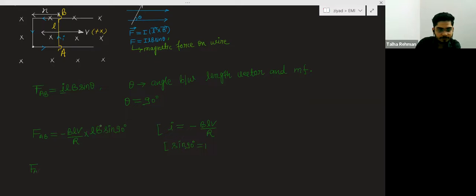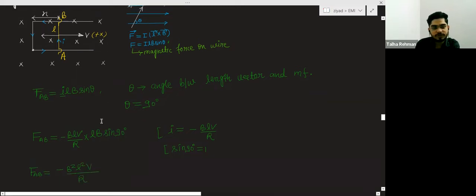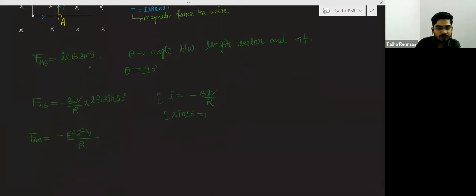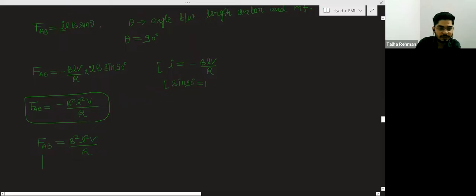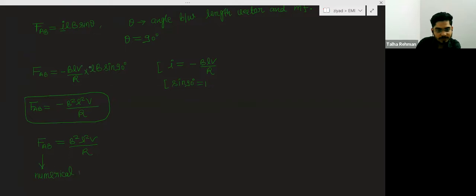Force on wire AB is given by minus B square L square V divided by R. This will be the force on the wire AB. If you just write the magnitude of this force on AB, only the magnitude, this will become B square L square V divided by R. This is only the numerical value, or you can say the magnitude.